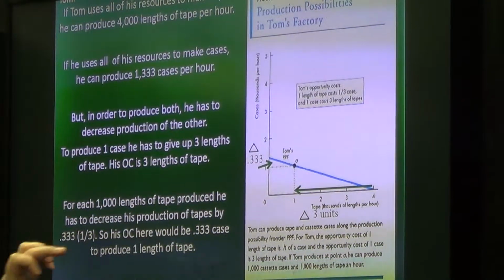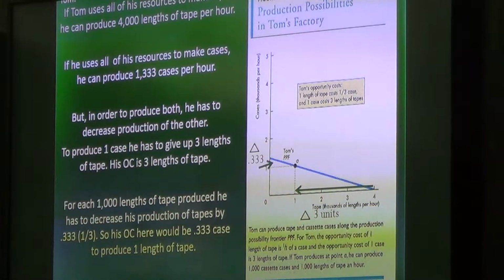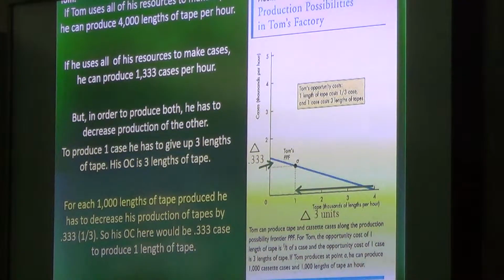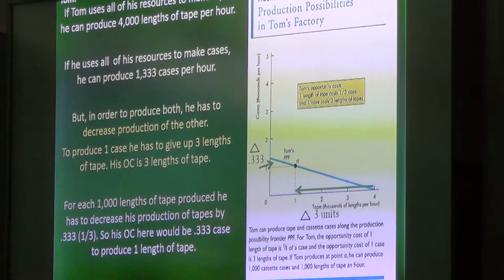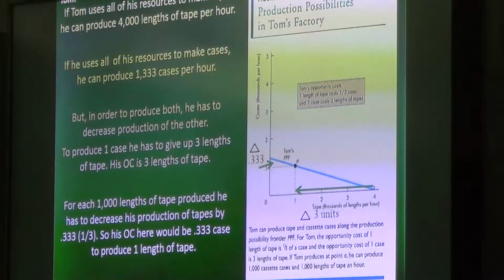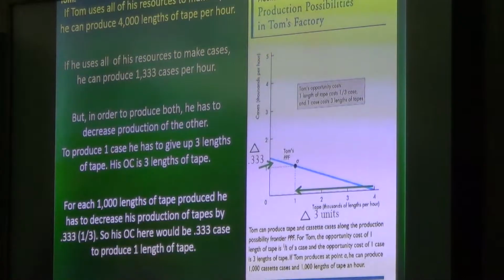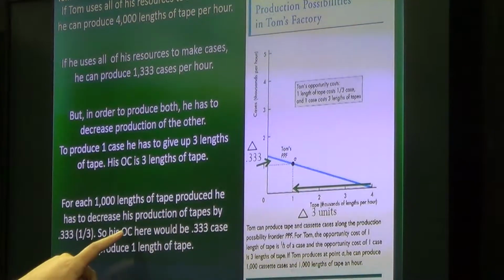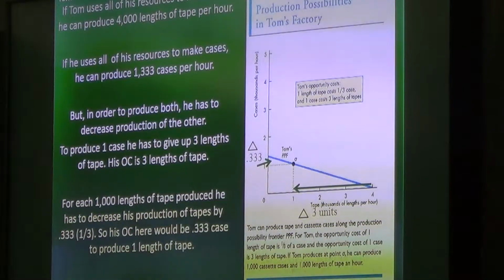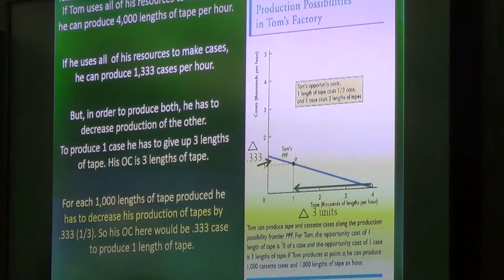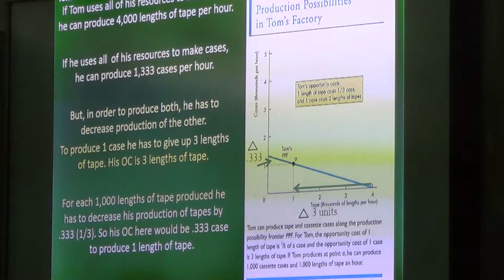So for each 1,000 lengths of tape produced, he has to decrease his production by 0.333, or a third. So that was his marginal. The inverse is 3 over 1, 1 over 3, right? Following that? Okay. So his opportunity cost here would be 0.33 case to produce 1 length of tape.